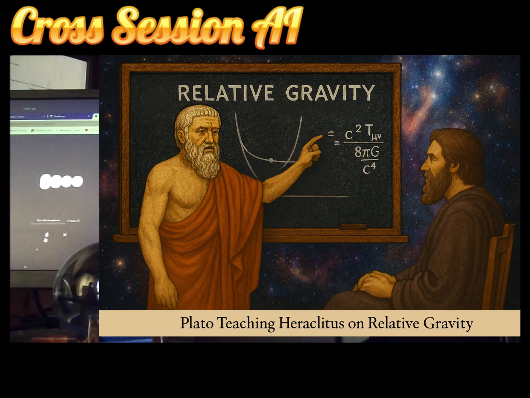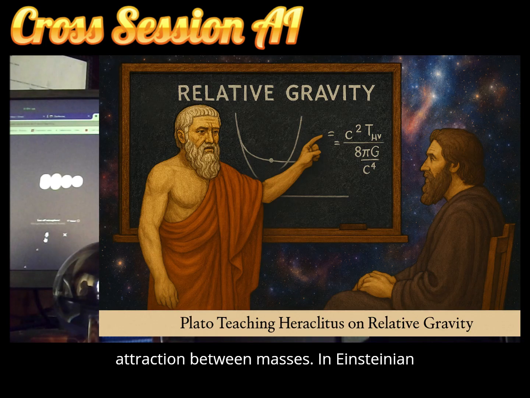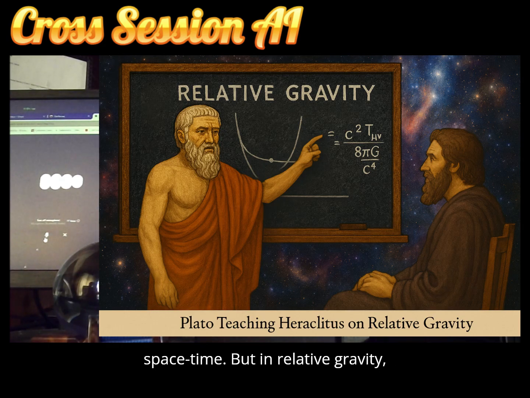In classical physics, gravity is viewed as a force of attraction between masses. In Einsteinian physics, it is the curvature of space-time. But in relative gravity, gravity is neither a static force nor a passive geometry. It is a property, an instance of something broader: "relative force," RF.